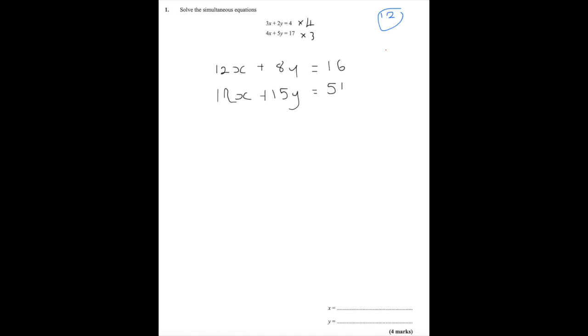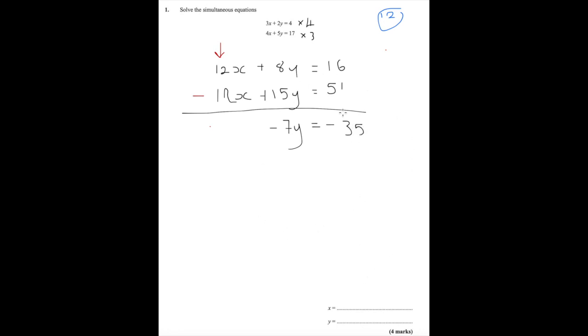And now you can see that our numbers before x are the same. So our next step is to add or subtract these equations so that we get rid of either x or y. Because they're both positive, to get rid of them, we're going to have to take the bottom one away. So we've got 12x subtract 12x, which is going to give us 0x. 8y subtract 15y, which is going to give us negative 7y. And 16 minus 51, which is going to give us negative 35.